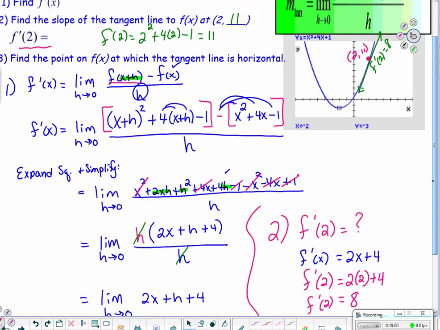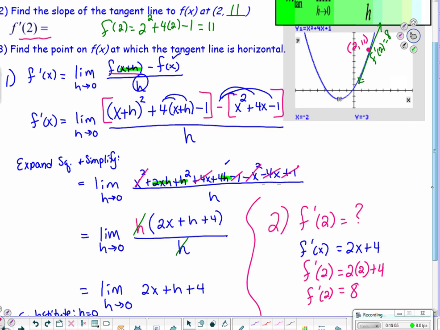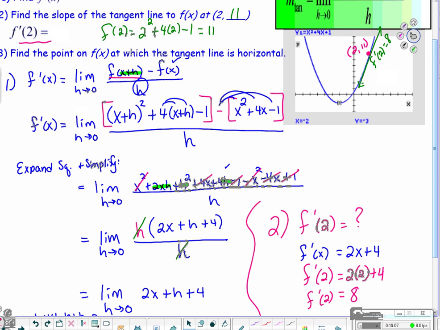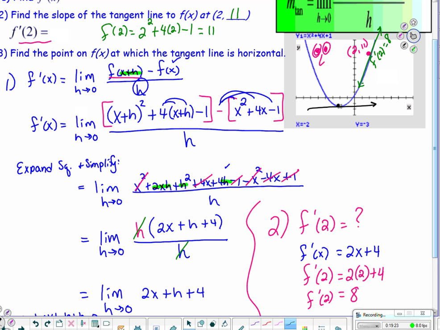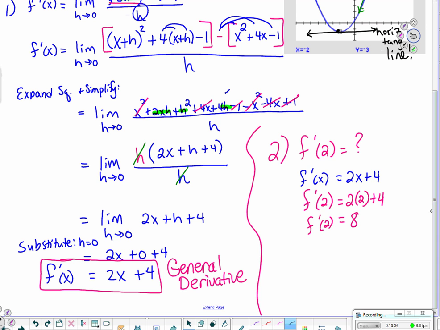Now, part 3. You would think that's a hard question. Find the point at which the tangent line is horizontal. If you just view this picture, I think you could probably figure out where there's a horizontal tangent line. Wouldn't you say it's at the vertex of the parabola that we would have a horizontal tangent line? And it kind of looks like it's going to be -2, but let's solve it.